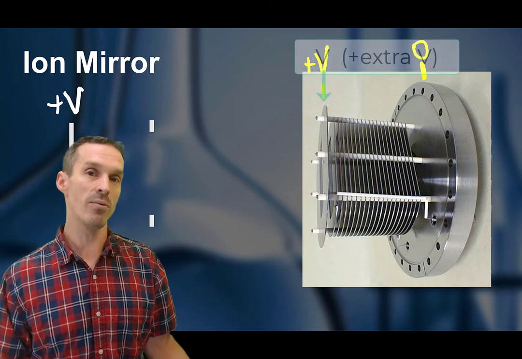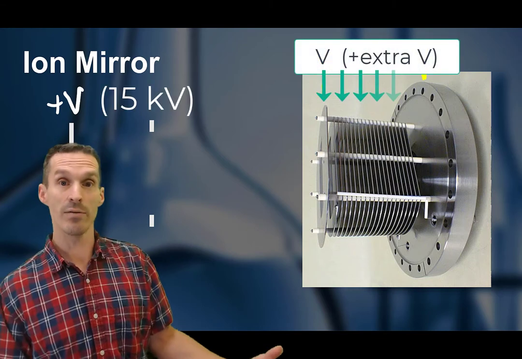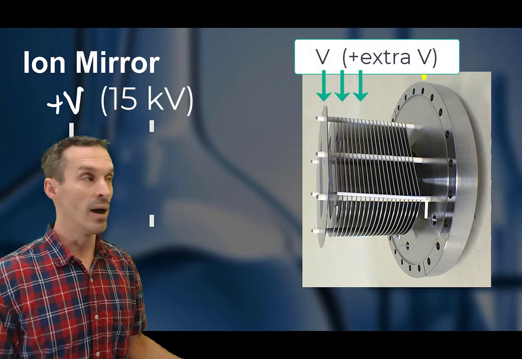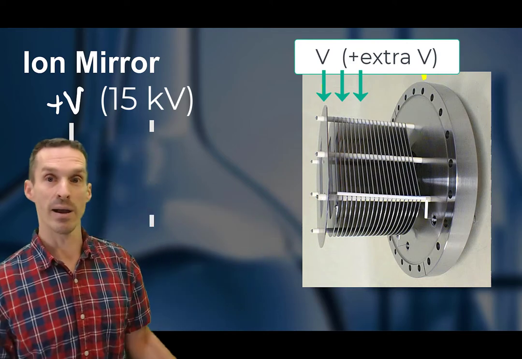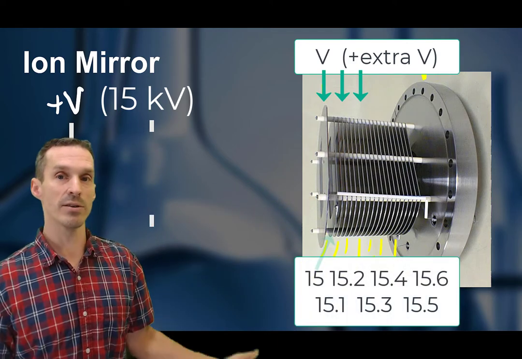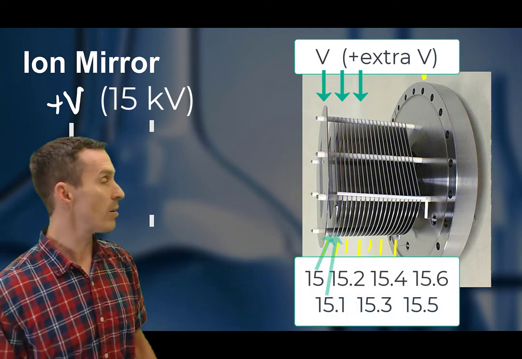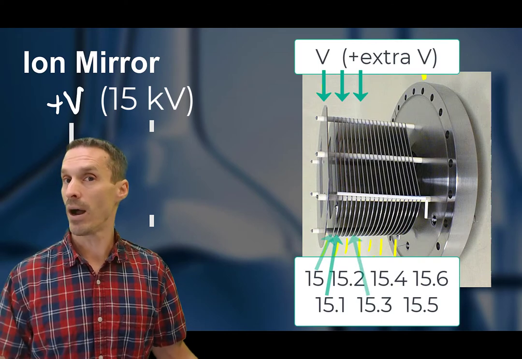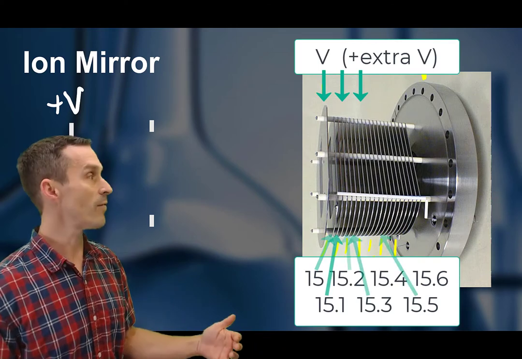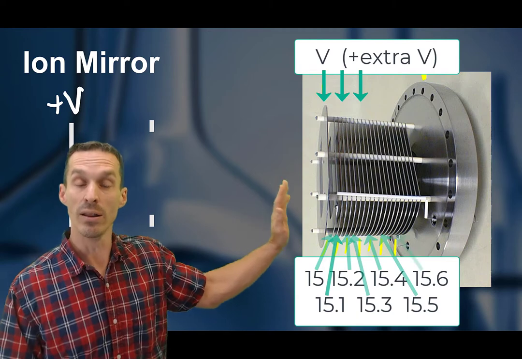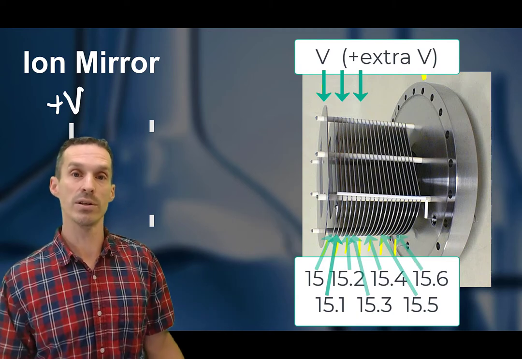Now, how do we do that? Well, we have to apply a voltage that's kind of equal and opposite so that the ions are going to push back. In the ion mirror, as we go further down into the mirror, the voltage is going to be a little bit higher, just to account for the fact that these ions might have a little bit more accelerating voltage to deal with.